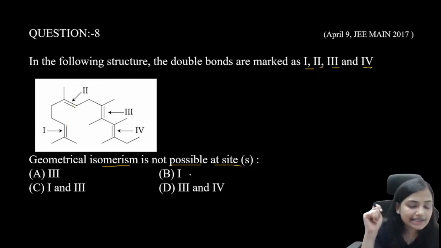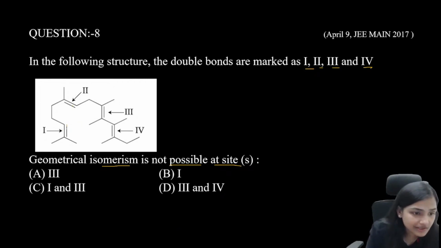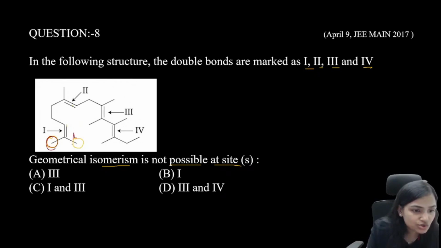Dharmesh, tell me, what is the right answer? Geometrical isomerism is not possible for which? B. First, absolutely first, because these two groups are same. So when these two groups are same, this cannot show the geometrical isomerism. Absolutely right. What else?